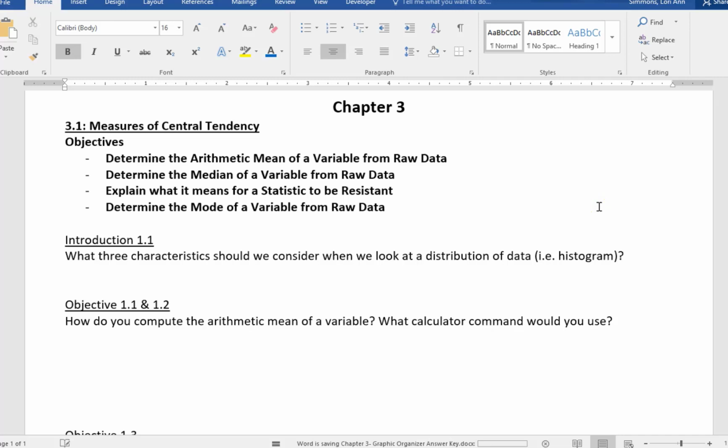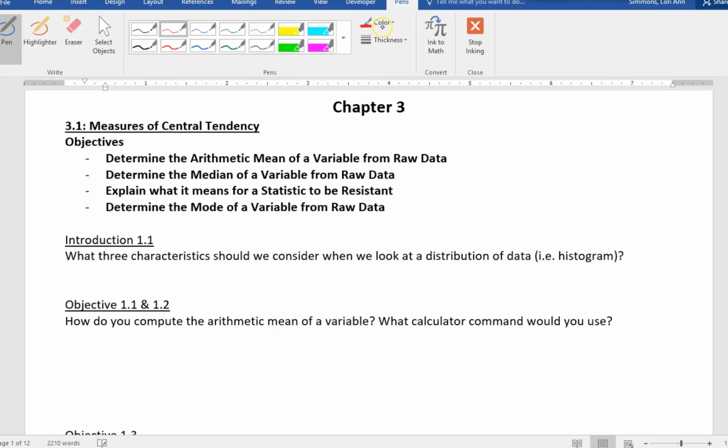Chapter 3.1 Measures of Central Tendency. In this lesson, you're going to learn to determine the arithmetic mean of a variable, the median, explain what it means for a statistic to be resistant, and be able to find the mode.